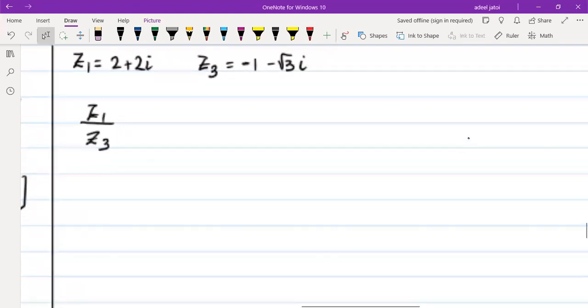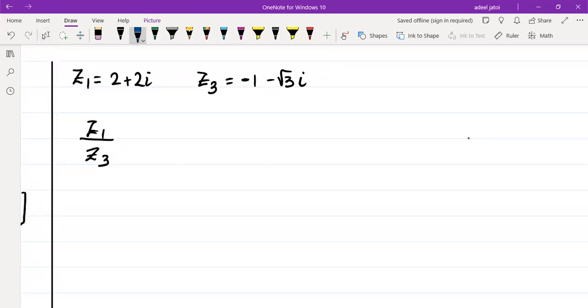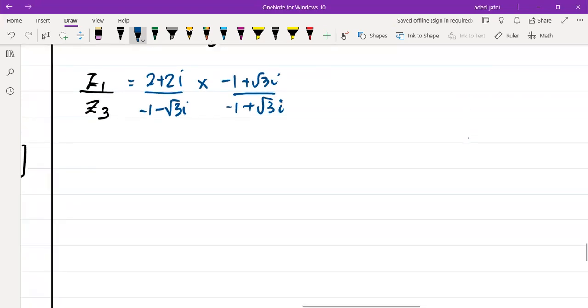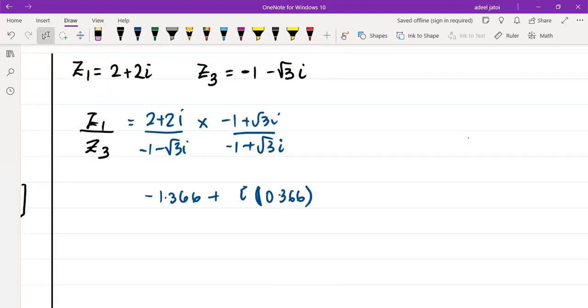So here's another question, where we have z1 upon z3. If we work upon this, we can have 2 plus 2 iota upon negative 1 plus root 3 iota, multiplied by negative 1 minus root 3 iota upon negative 1 minus root 3 iota. If we just solve this, we will end up having negative 1.366 plus iota 0.366. This is the rationalization of the complex number.